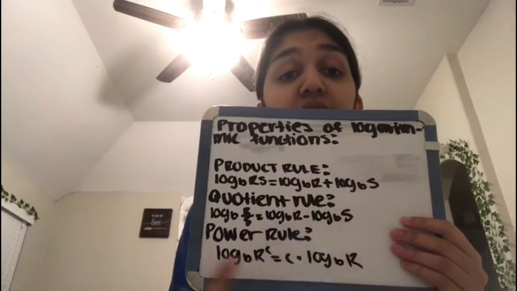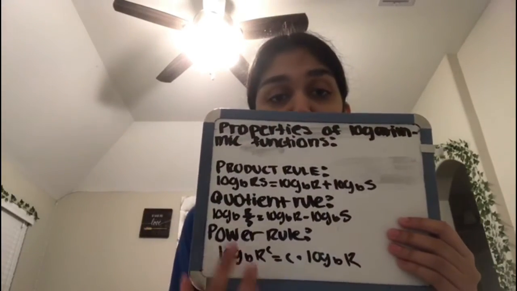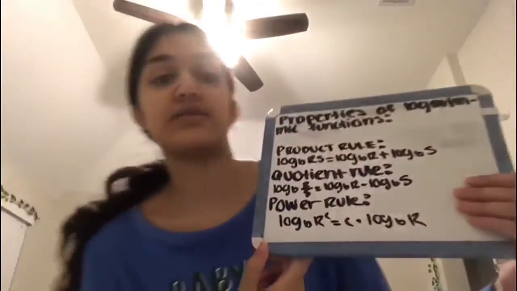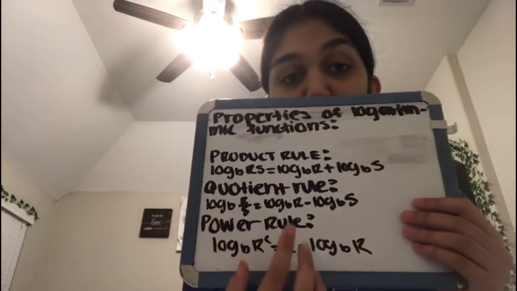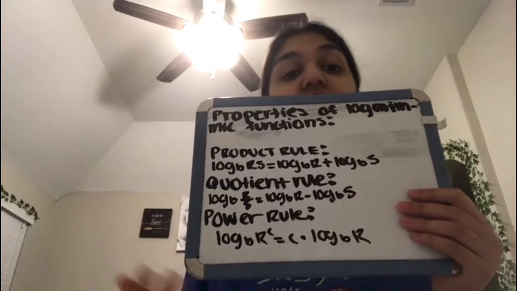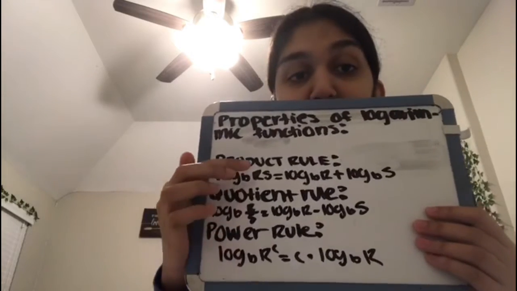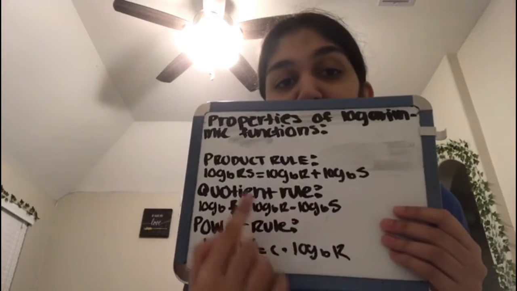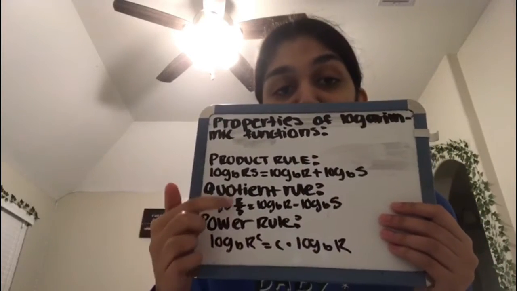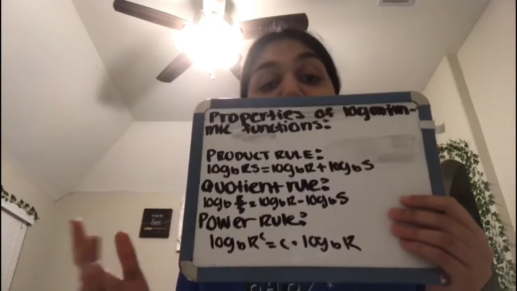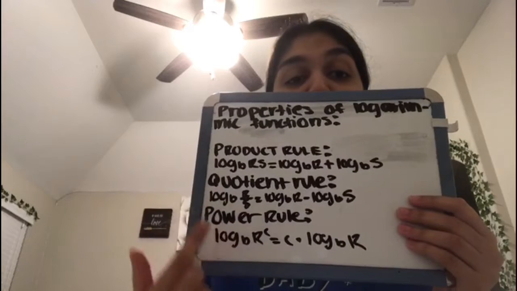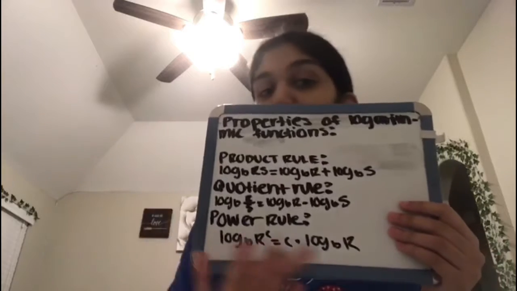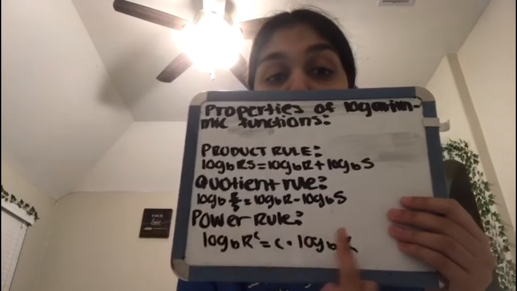Now the quotient rule is log base b of a fraction, r over s. So log base b of r over s equals log base b of r minus log base b of s. Now this time it's a subtraction. You see how the product rule was multiplication? I think you should know this before, but when it's multiplication, it's addition. But when it's division, or a fraction, it's always subtraction. So it's the same thing as the product rule, but very much opposite.